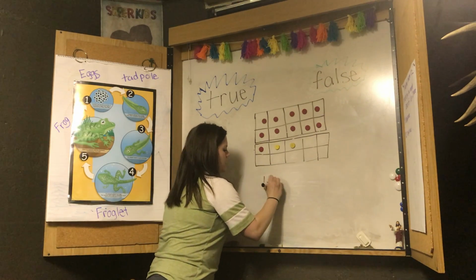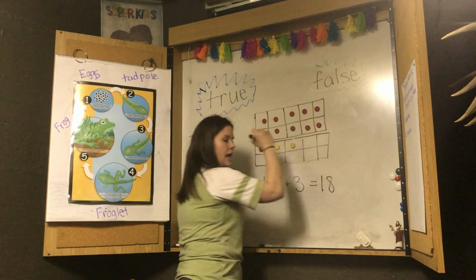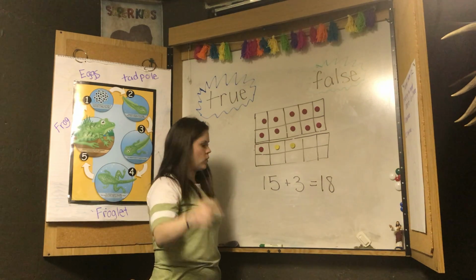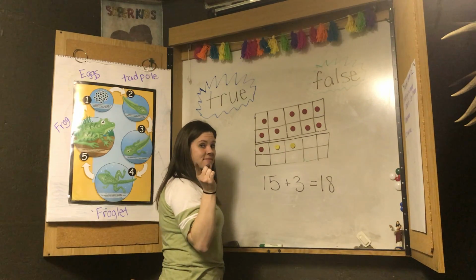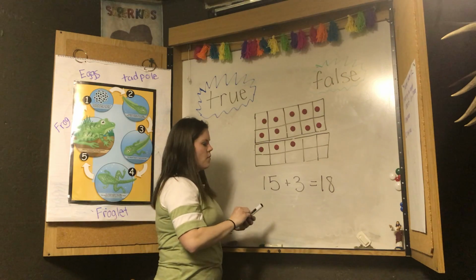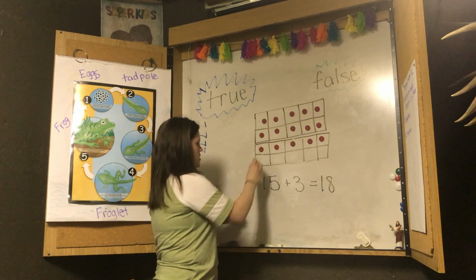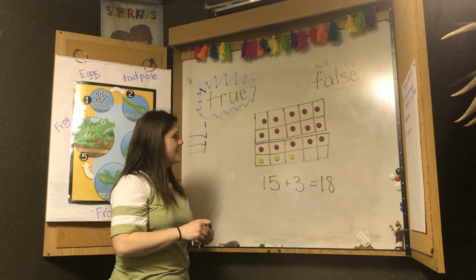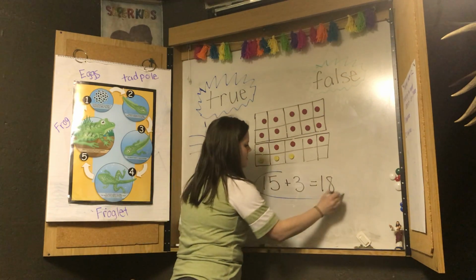All right, number 10. 15 plus 3 equals 18. So we have an addition equation. Is this addition equation true? 15 plus 3. Does that equal 18? I know you know, but let's show it. So my one part is 15. My other part is 3. Does that equal 18? It does. Ding, ding, ding. We got another true.